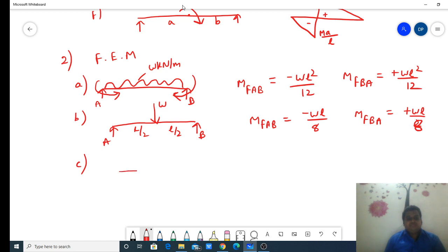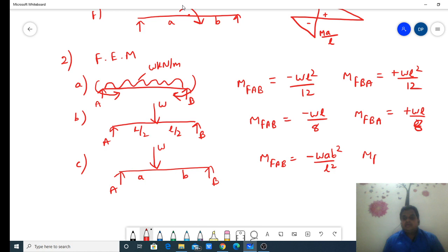And similarly, when you are having a point load, this is A and this is say B, and we are having a point load W at distances A and B, right? So how to get the formula? The formulas will be MFAB is minus W A B squared upon L squared, and MFBA is plus W A squared B upon L squared, right? So this is the formula that we need to use.